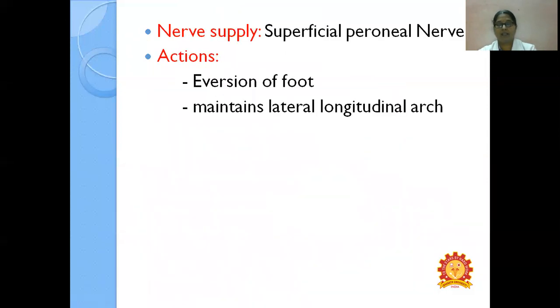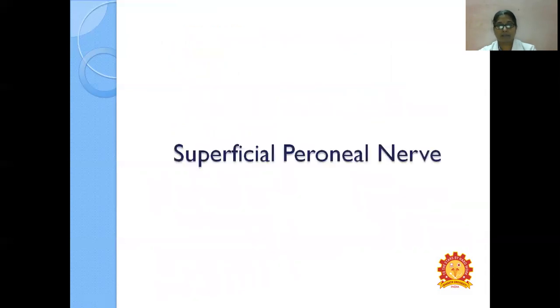Nerve supply, as usual, is the superficial peroneal nerve, and the action is eversion of the foot and maintenance of the lateral longitudinal arch. All these tendons maintain the arches of the foot. We have two or three arches: the medial longitudinal arch, the lateral longitudinal arch, and the transverse arches. The peroneus longus and brevis maintain the lateral longitudinal arch and also the transverse arches.